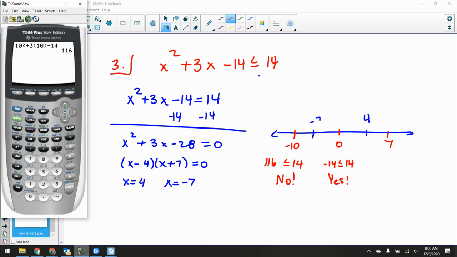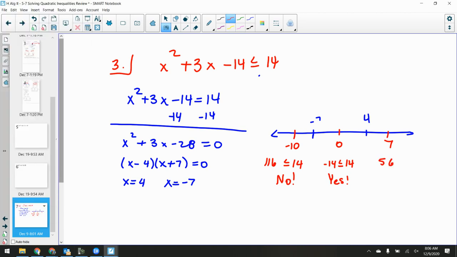And then 7, so I've got 7 squared plus 3 times 7 minus 14, which is 56. Is 56 less than or equal to 14? No. Okay, so that means my solutions lie on the left side of -7 and on the right side of 4. Now, again, give me the algebraic statement that says this.